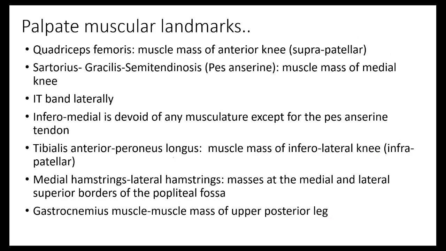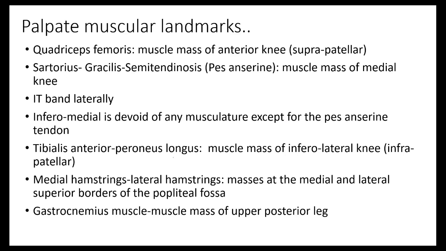Now, going on to the muscular landmarks that are palpable. So you have anteriorly above the patella, the quadriceps muscle that can be palpated. On the medial aspect is the bulk of the sartorius, gracilis and semitendinosus that goes on to form the pes anserinus, and the iliotibial band laterally. Below the patella, on the inferior medial aspect is the subcutaneous plane. It is devoid of any muscles except for the attachment of the pes anserinus tendon.